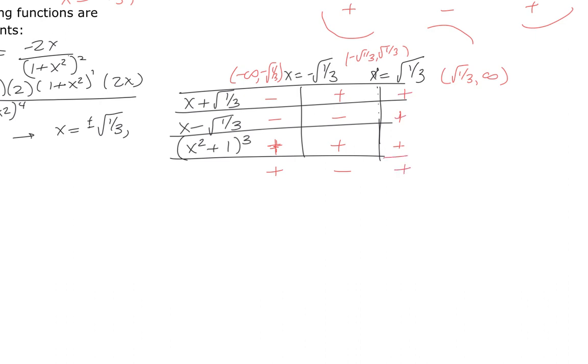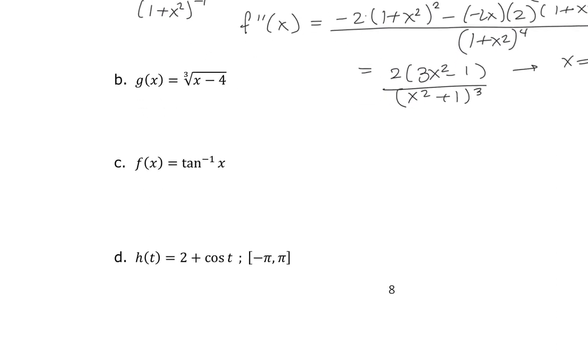So that tells me my points of inflection, and I do have points of inflection, happen at negative square root of 1/3 and at square root of 1/3. So this tells me I'm concave up, concave down, and concave up. And then actually to find the points, I would put those back into the original function and figure out what those points are. That was a whole lot of not fun.